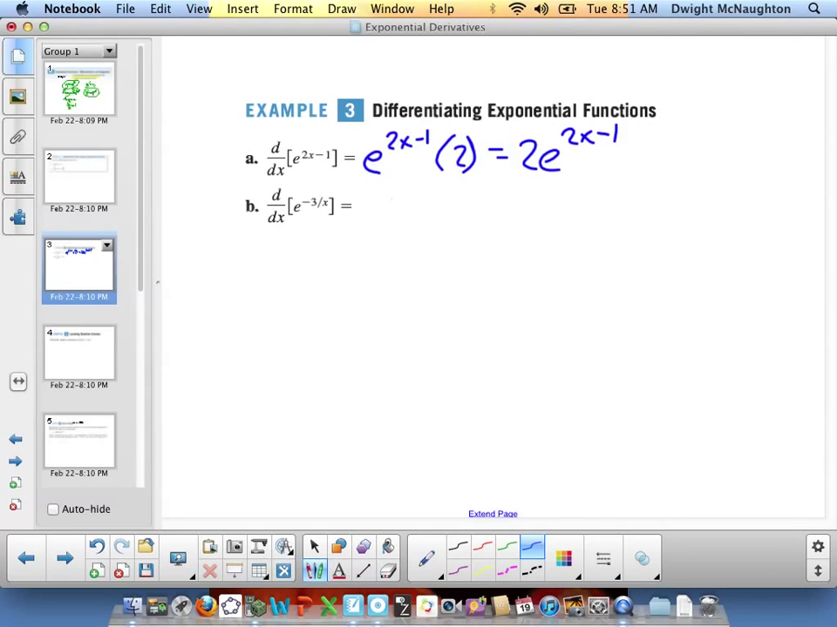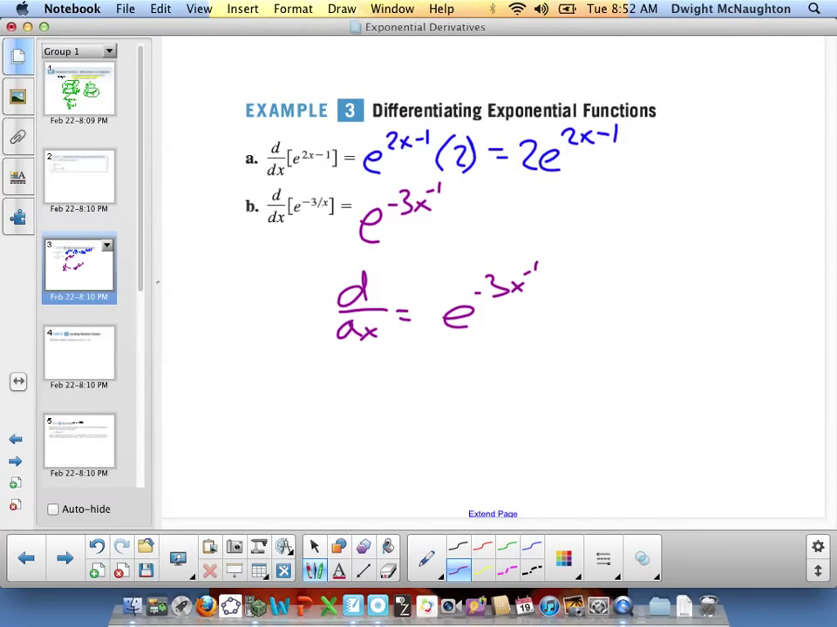For part B, we're going to rewrite that. I don't like to have fractions, so I'm going to rewrite that as negative 3x to the negative 1. That derivative is, well, e to the negative 3x to the negative 1.